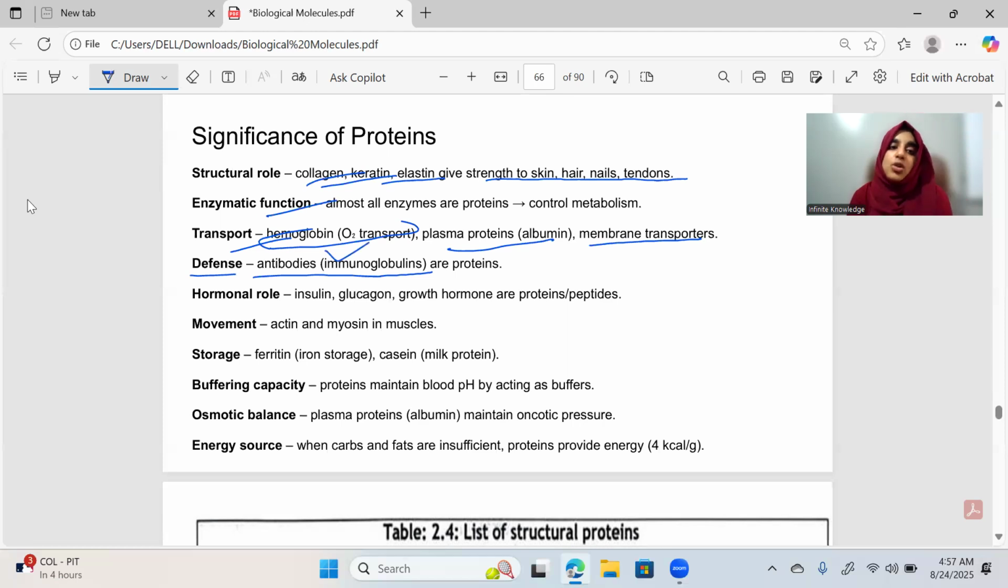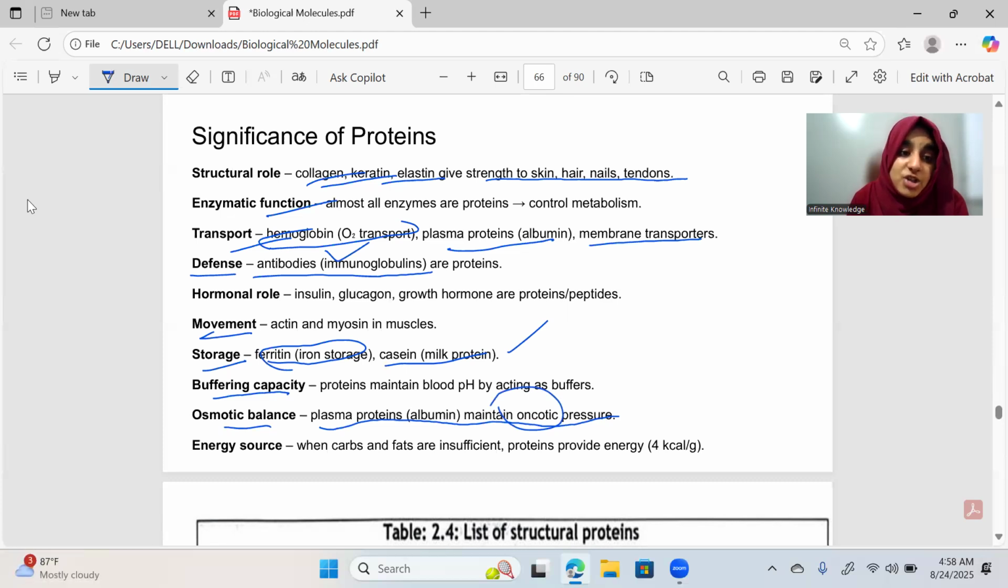Which is the immunoglobulins. These help in defense, these help in movement, storage. Why? Because ferritin is used for iron storage, and casein is a milk protein that is used for storage as well. Next, we have buffering capacity, osmotic balance. Why? Because plasma proteins, for example albumin, maintain the oncotic pressure. What is oncotic? It means basically the pressure of proteins.